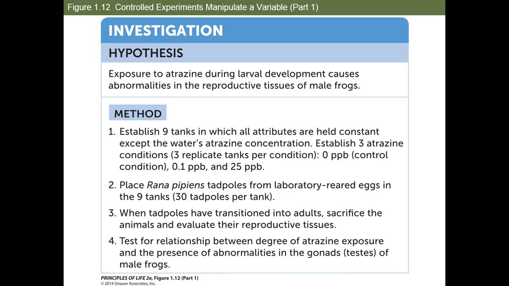Here's another example of a controlled experiment. The hypothesis is that exposure to atrazine, which is a herbicide, during larval development causes abnormalities in reproductive tissues of male frogs. Nine tanks were established, with 3 replicate tanks, each getting the same amount of atrazine. When the tadpoles transition into adults, the reproductive tissue is examined for any abnormalities.